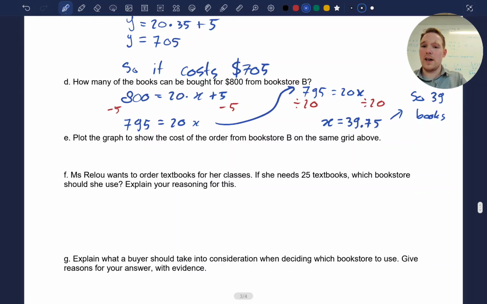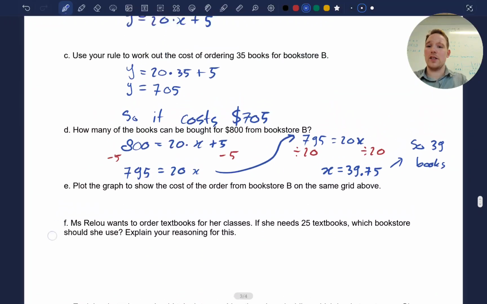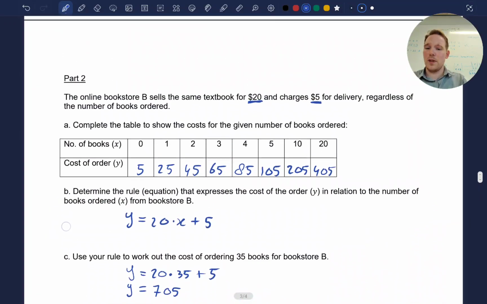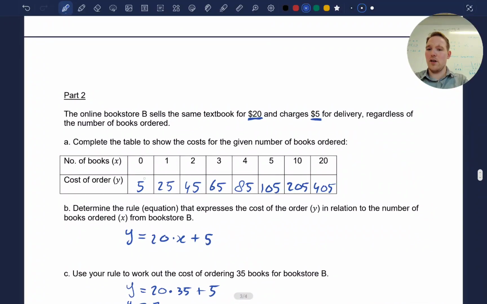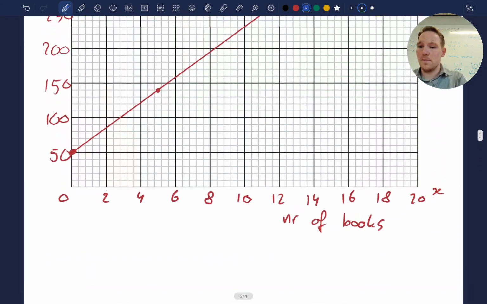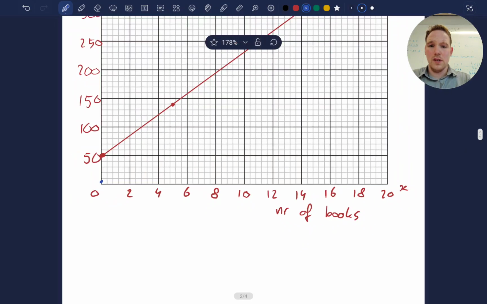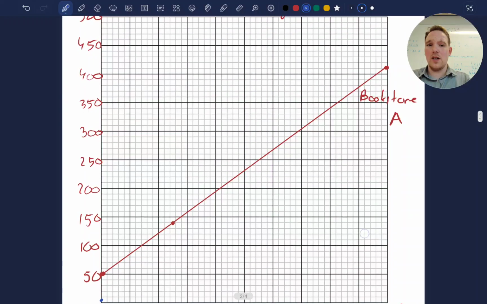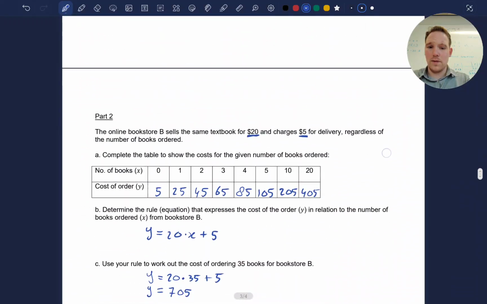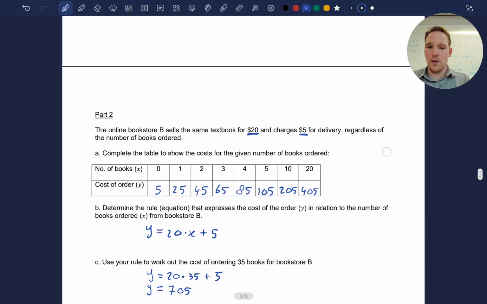Plot the graph in the same grid above. Okay, so let's do that. 20x plus 5, so we have 0, 5, that's our y-intercept, so let's start there. And let's end with 20, 405. So 0, 5, that's quite a low starting value. But then we end with, what's our final value? 20, 405.